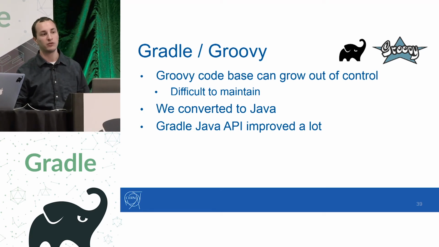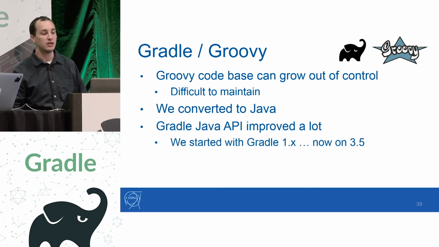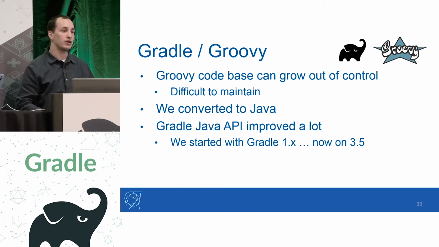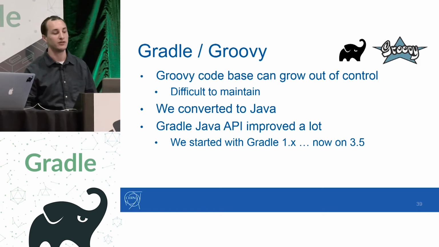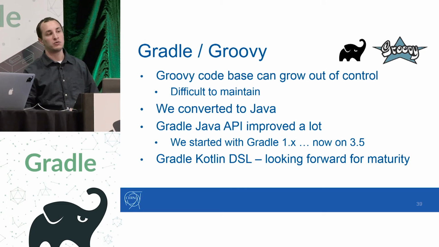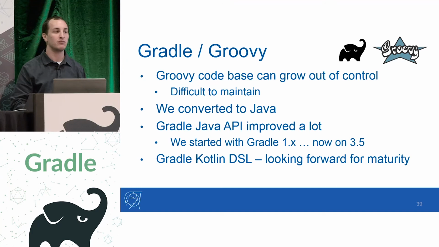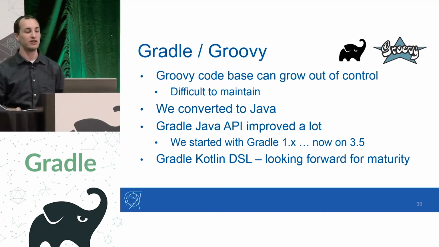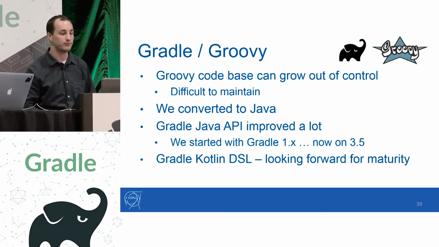A lot of things that were only possible to do with the DSL were published or made accessible through the Java API. We started with Gradle 1.something at the beginning, and of course, Gradle improved a lot, including its API. And of course, now there's Kotlin, so we are very much looking forward to trying it and seeing how it matures and how we can use it to get the benefit of what Groovy would have provided, but still get a maintainable code base.